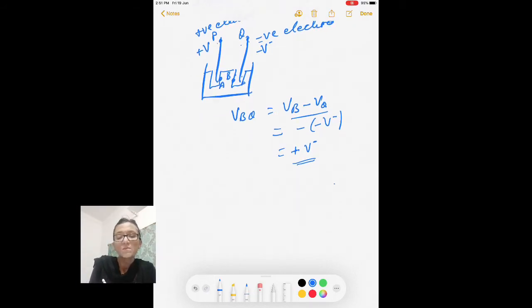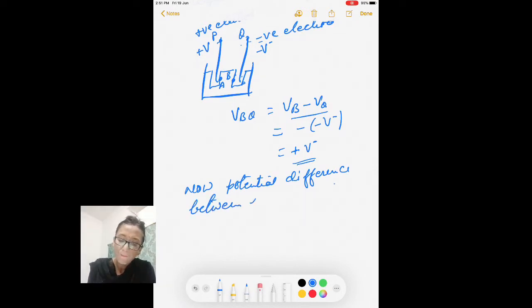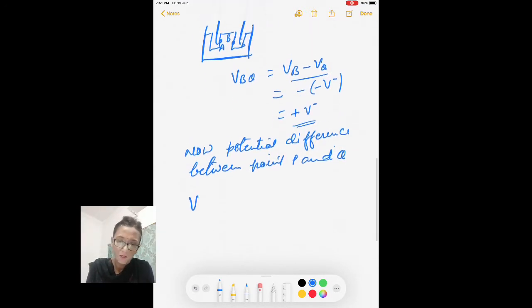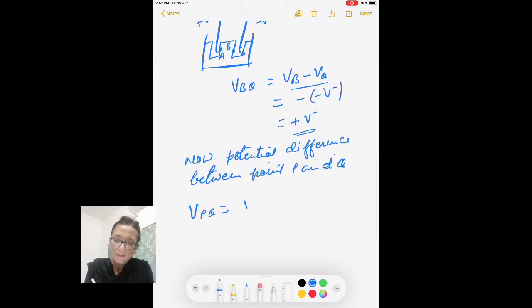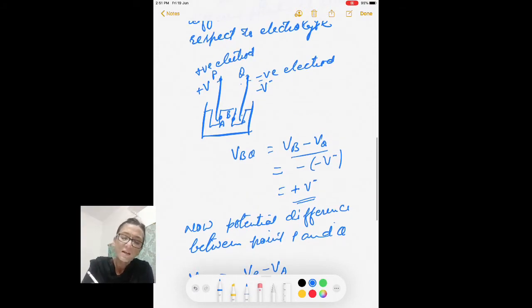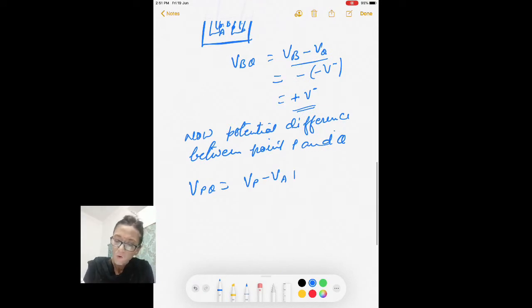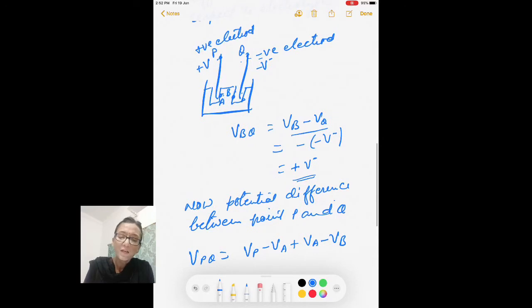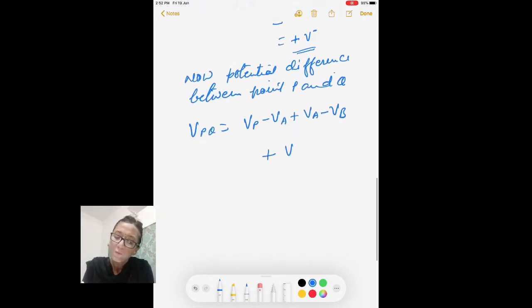So let me write the potential difference between point P and point Q. VPQ can be written as VP minus VA, the potential difference between these two points, plus VA minus VB, the potential difference between the two points in the electrolyte itself, between point A and point B, and finally plus the potential difference between point B and point Q. So we have to write down three potential differences.